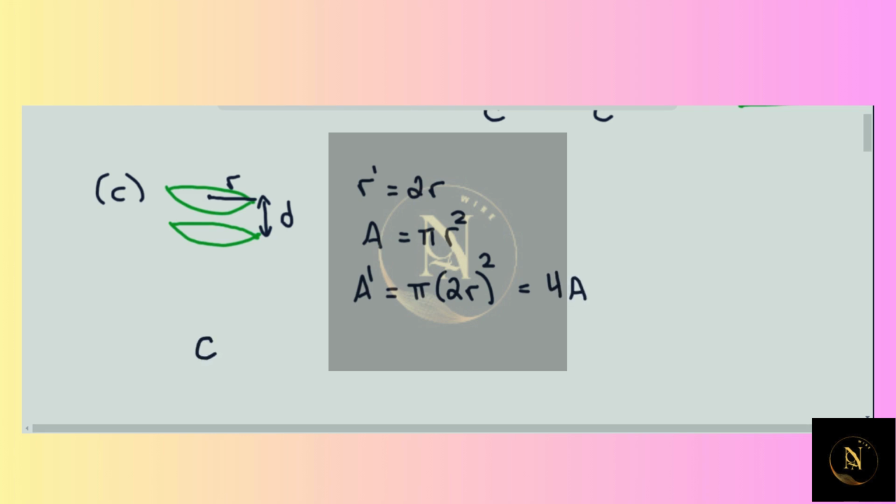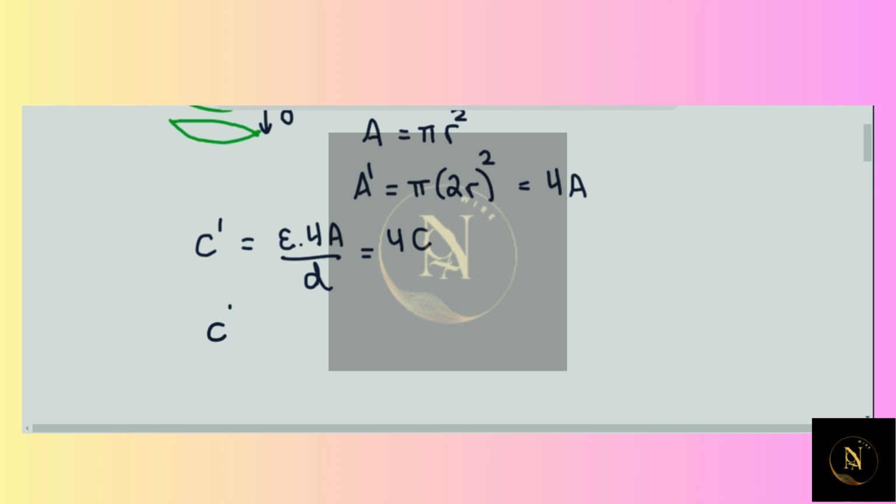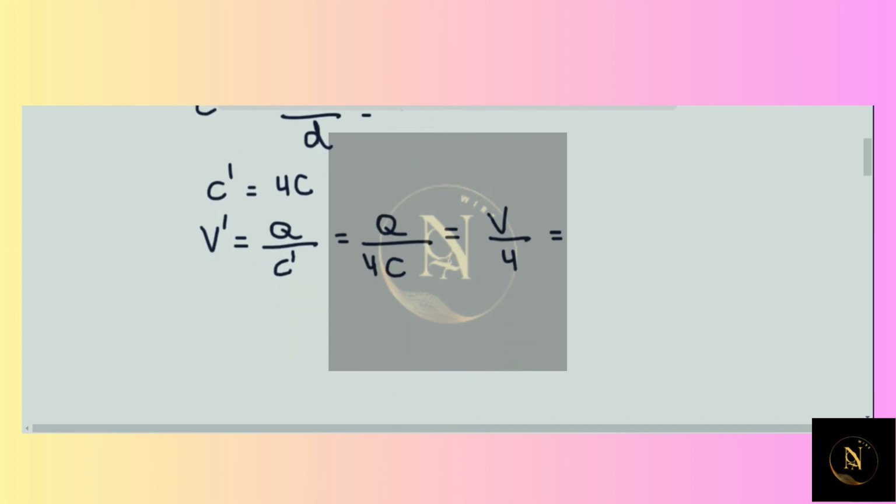So the capacitance, C prime, is equal to epsilon times 4A divided by d. This is 4 times the original capacitance. Okay, so C prime is 4C, and V is Q divided by C prime. So this is Q divided by 4C, and Q divided by C is V, so this is V divided by 4. Since V is 12 volts, and we have to divide it by 4, then V prime is 3 volts, which is the answer to our exercise.